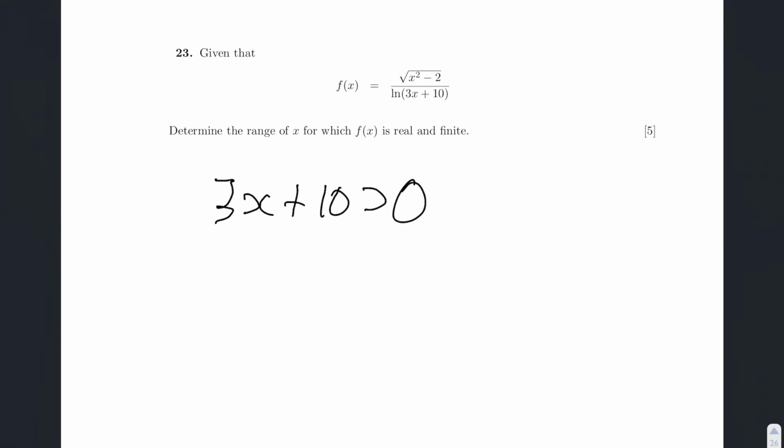firstly has to be bigger than 0, because whatever is inside the log has to be bigger than 0. So this is just when x is bigger than minus 10 over 3. So that's the first point.